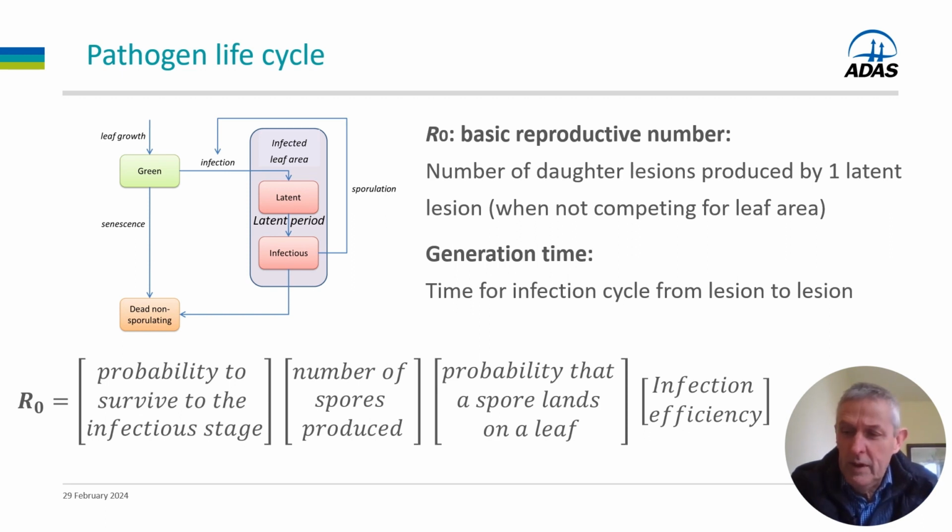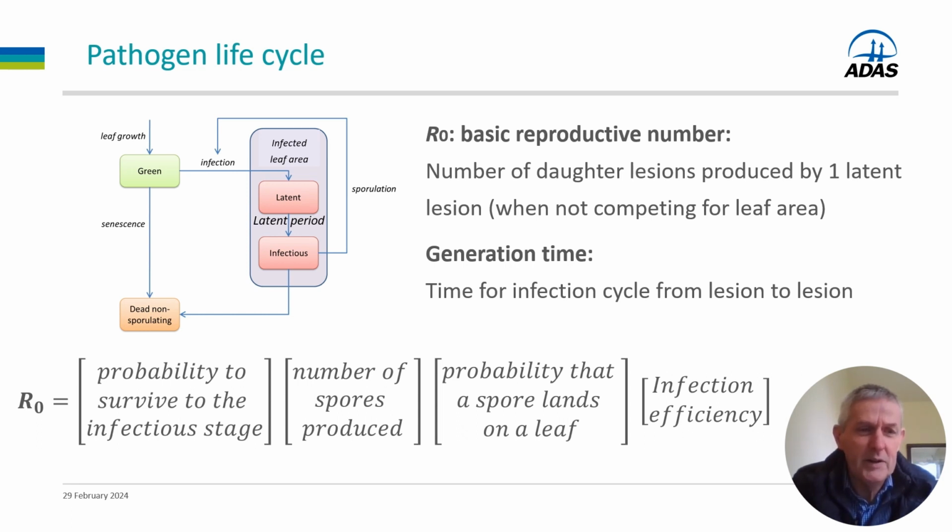We saw in the previous video about how to predict epidemics what the main factors are that control epidemic growth. Those two things were the basic reproductive number, R0, which is a measure of the number of daughter lesions produced by each latent lesion in the phase when they're not competing for leaf area. And the second component is the generation time, which is how long it takes for the infection cycle from one lesion forming to a daughter lesion forming.